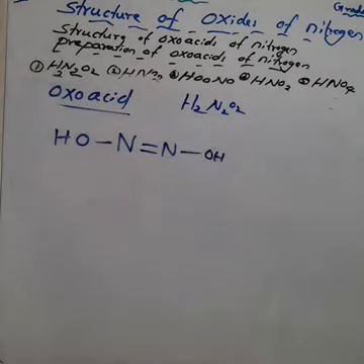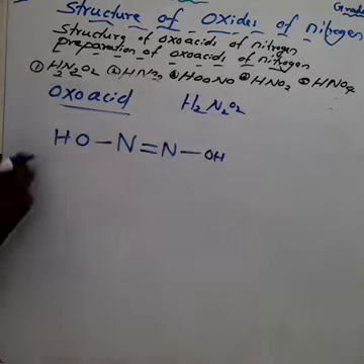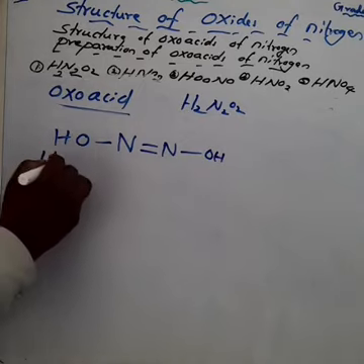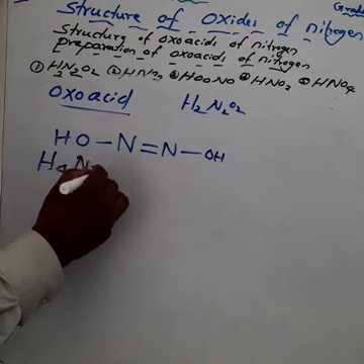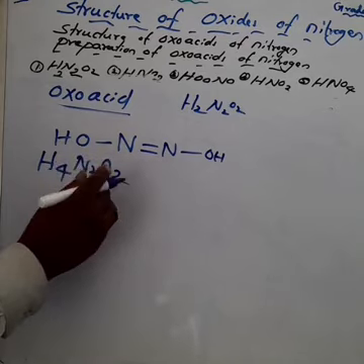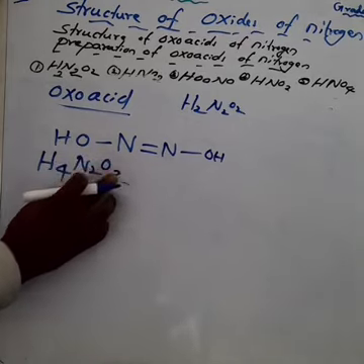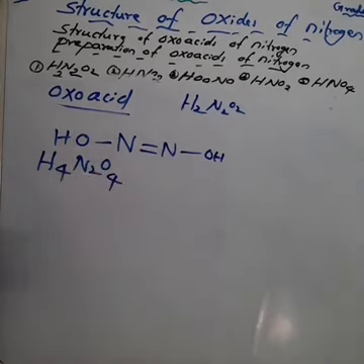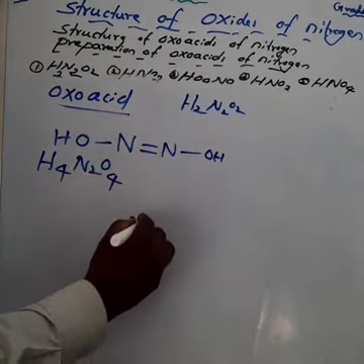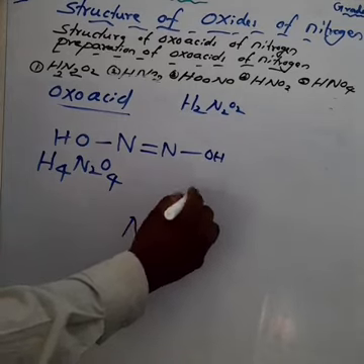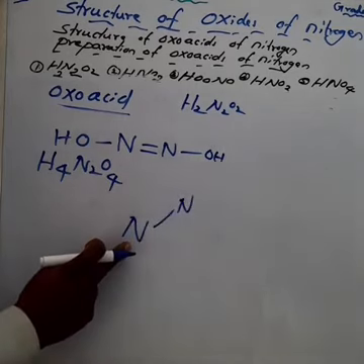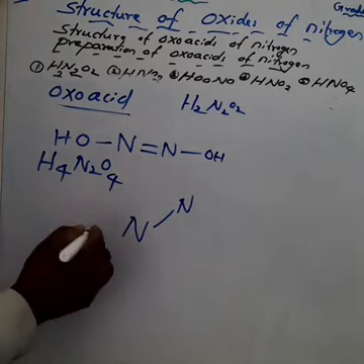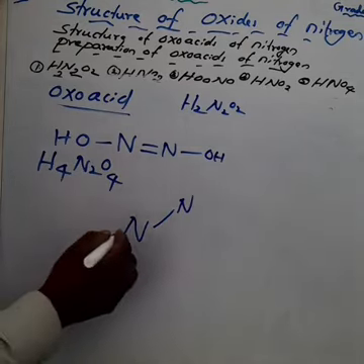Next one, hydronitrous acid. How will you write? What is the formula here? H4N2O4. First you have to draw nitrogen. How much nitrogen is there? 2 nitrogen. That 1 nitrogen I am writing above 1 nitrogen. Am I right? Next, how much hydrogen is there? 4 hydrogen. How much oxygen is there? 4 oxygen. Am I right?